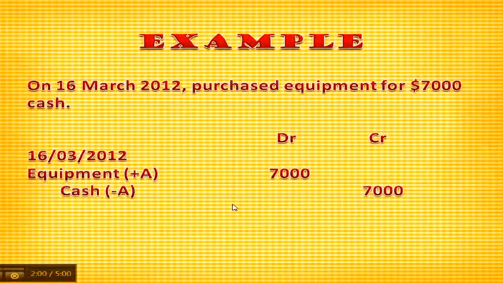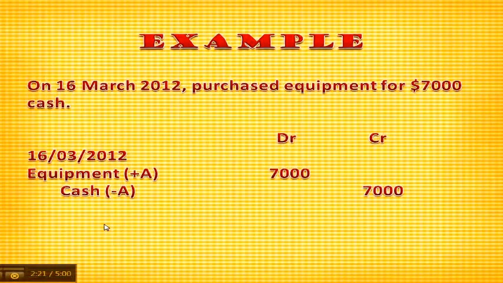So here is the journal entry of the transaction. Step 1, we date the transaction. Step 2, we record a debit account first. As the business purchases equipment, it comes into the business as an increase in assets. So we debit equipment and $7,000 goes in the debit column.